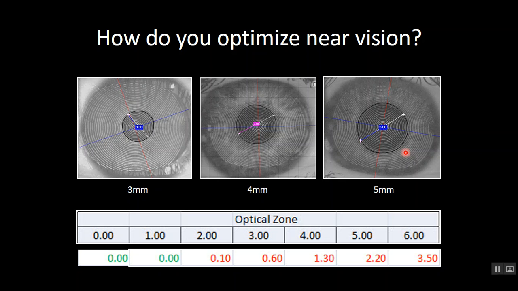To optimize the near vision, we may have to push more plus into the pupil. So if the patient has good distance vision and good centration, but the add just isn't there, we may need to cram more plus into that smaller area, more plus into the pupil.